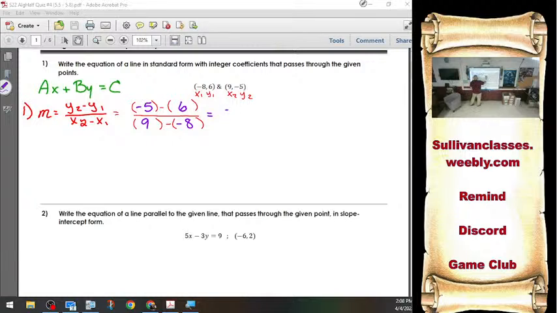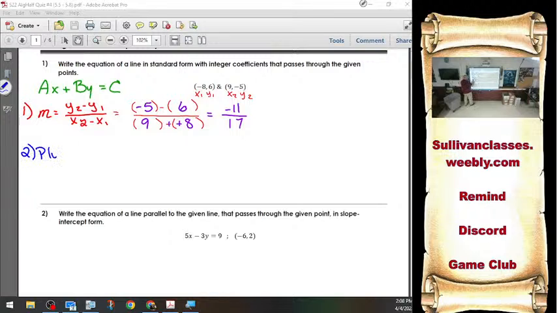Negative 5 minus 6 is negative 11. Add the opposite. 9 plus 8 is 17. It's gross. Good thing we got a calculator that'll do fractions for us, or we remember how to work with denominators. Step 2.